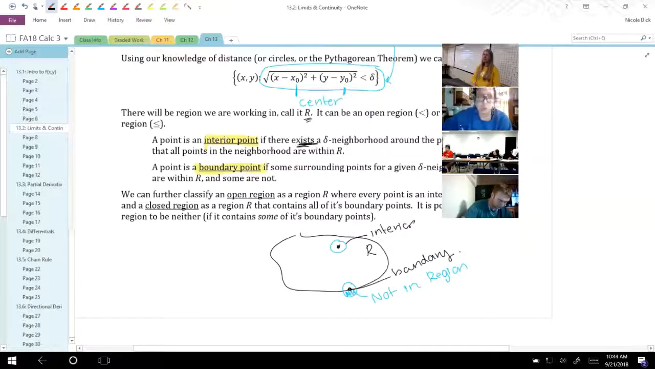Okay, so hopefully the names fit pretty well: interior, inside, boundaries on the boundary there. And then that can be used to further classify interior regions and exterior regions, so open and closed regions.